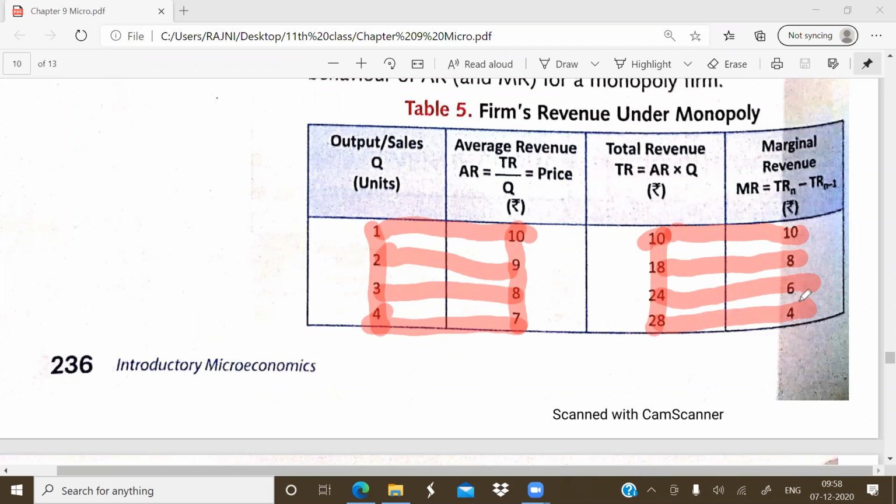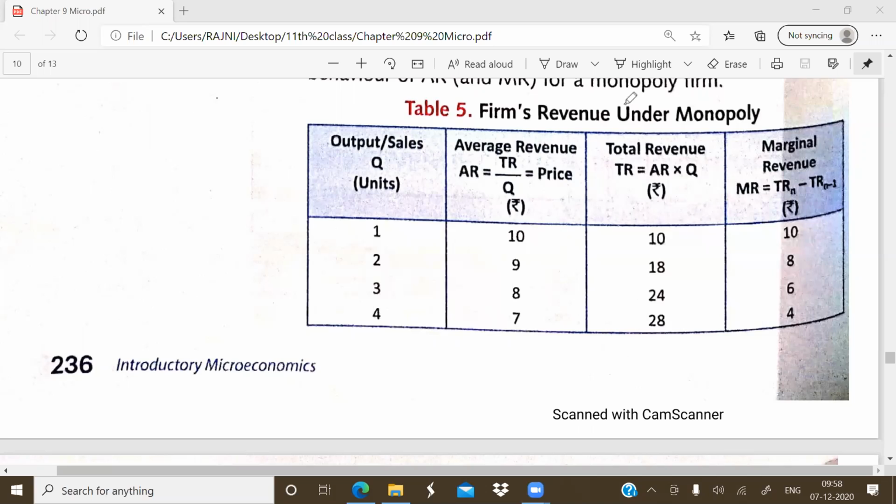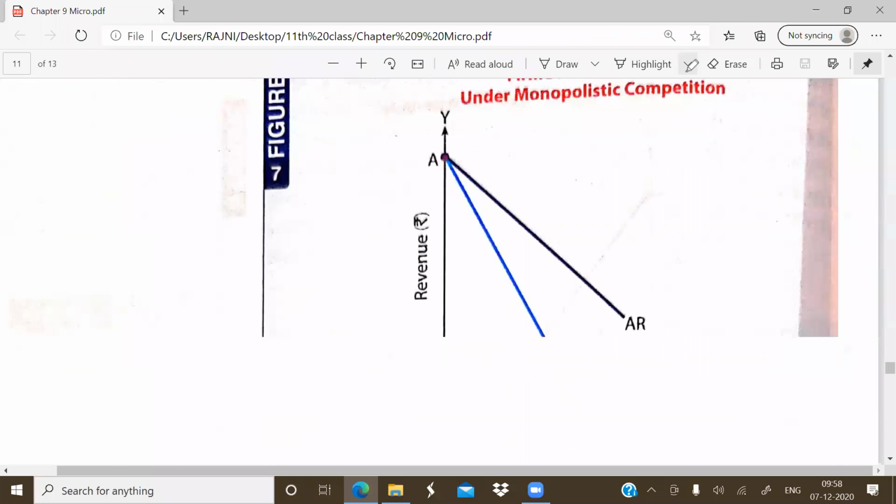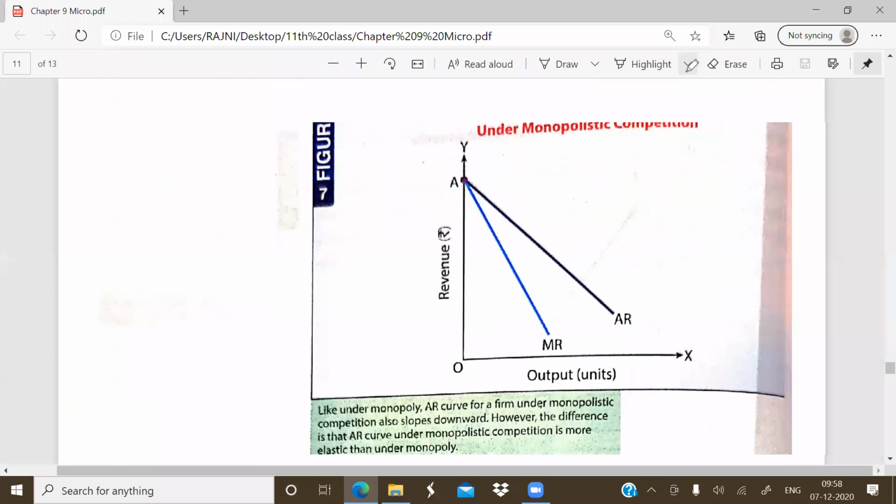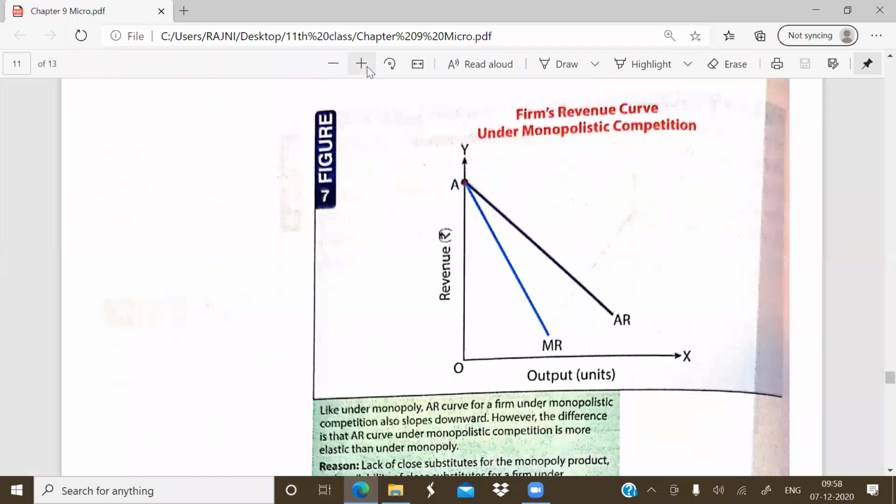This is the MR. Now in this situation we can observe very carefully, AR is reducing, MR is also reducing, but MR is reducing at a faster rate in case of the monopoly curve. So see this very carefully. Our demand curve, revenue curve in the case of the monopoly, how it will work: this is the y-axis where revenue is there, this is the x-axis where output is there.